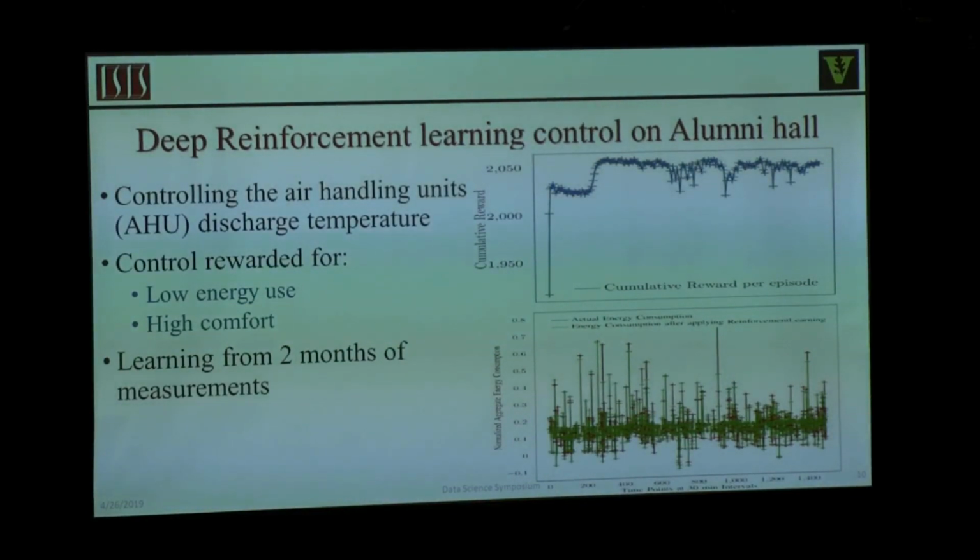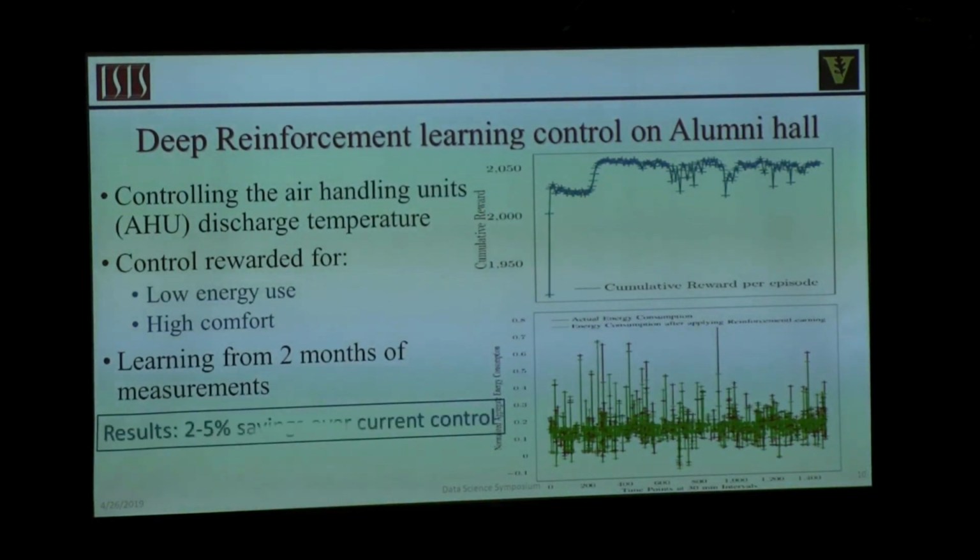So when we applied this to data from Alumni Hall, if you compare, for example, the reinforcement learning controller's energy consumption versus the one from the traditional controller, it's clear that what we are able to do is get rid of energy peaks and keep the energy consumption more consistent. When we did the calculations, we get about 2 to 5% savings in the energy control.